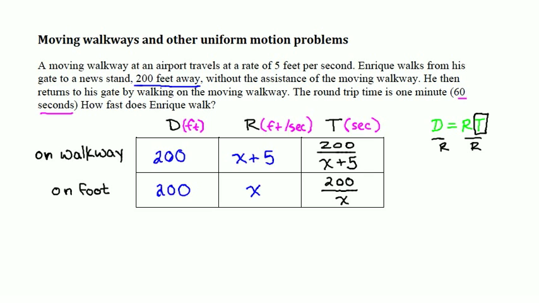So now I'm ready to start thinking about how I'm going to set up my equation, and this is where I look for a description in the problem of the time, since the time is the column that has all of the information. This says the round trip time is 1 minute. This is not a model in which the times should be set equal to each other. Instead, we know how long it should take if I add up the two legs of the trip.